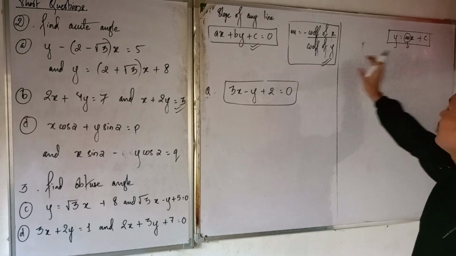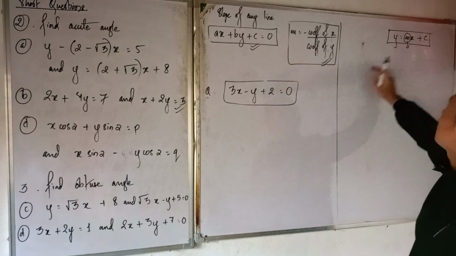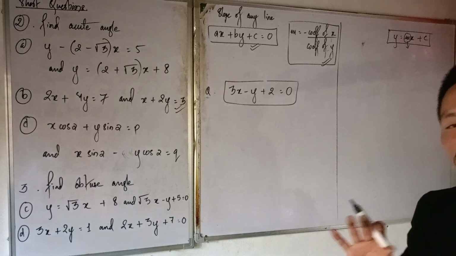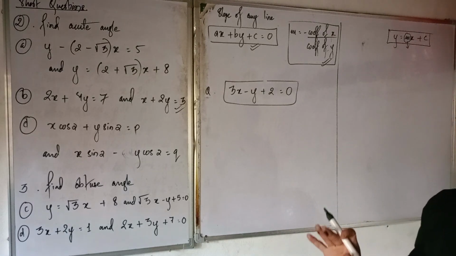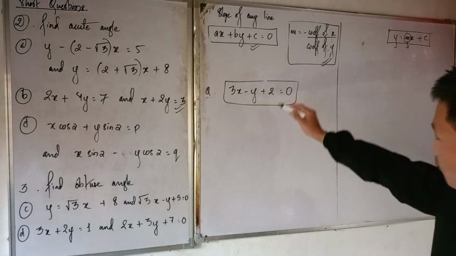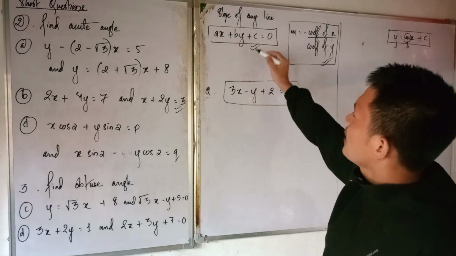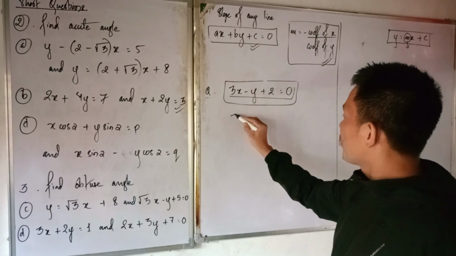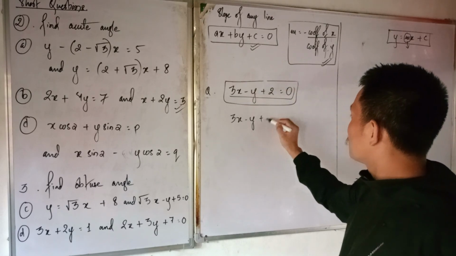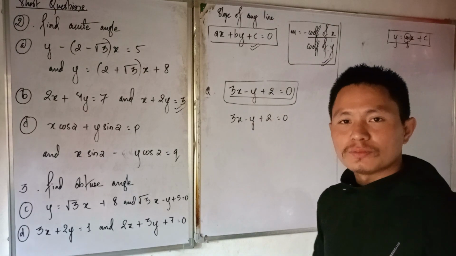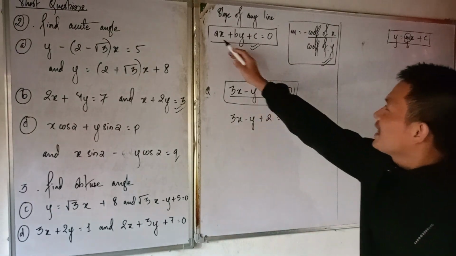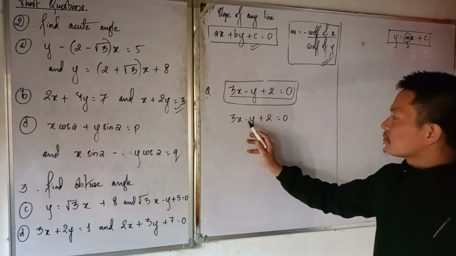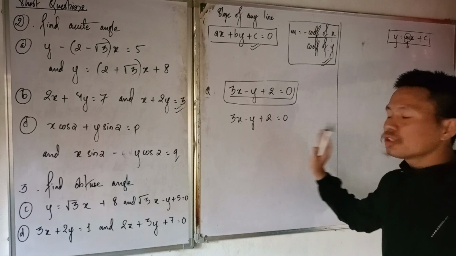Either way, whether you use this method or that method, the resultant answer will be the same. The slope will be the same, and you don't have to worry about that. So first, if you want to do it by this method, let's take this line: 3x minus y plus 2 equals 0. It is already in the form ax plus by plus c equals 0.